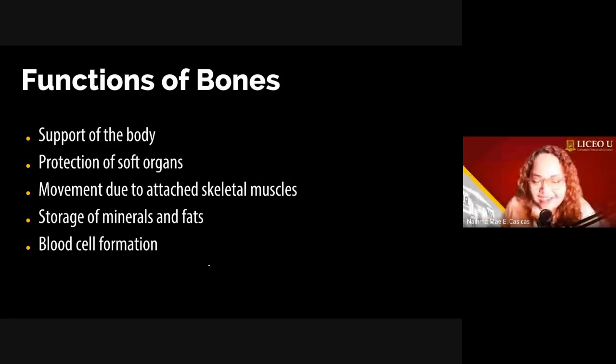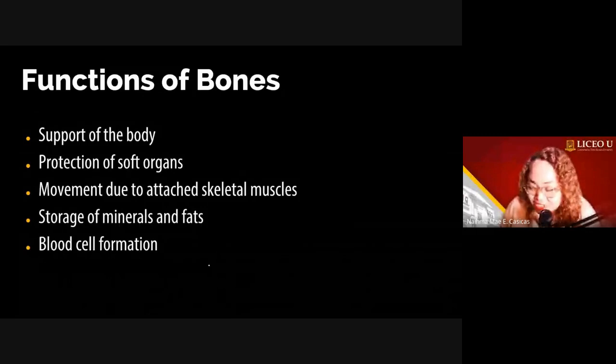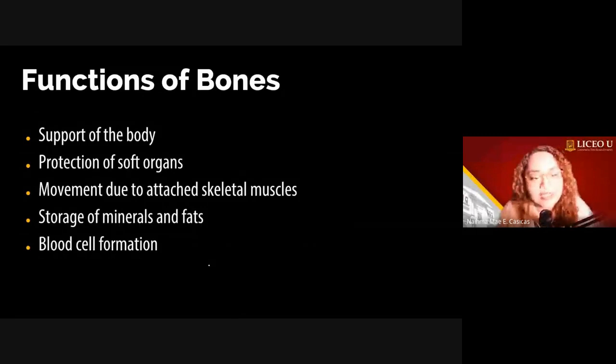But what's important here is your skull for the protection of your brain, and your rib cage as well. It protects a lot, but especially your essential organs, your heart and your lungs. Another function is movement due to attached skeletal muscles. So you know this already. And the storage of minerals and fats, which are found in your marrows, no?